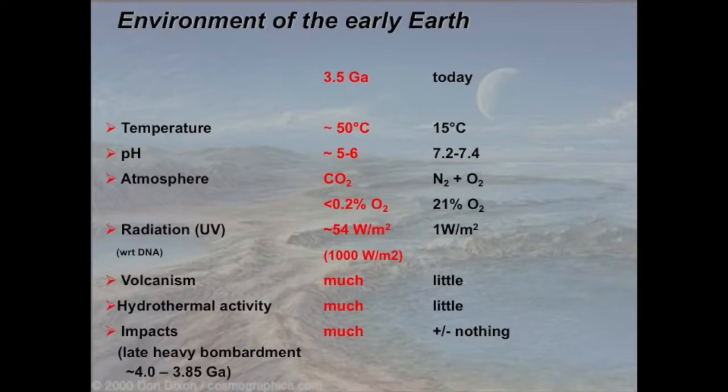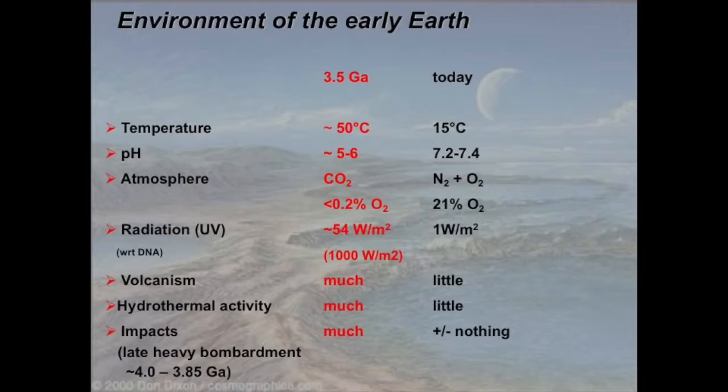Radiation, as I mentioned: no oxygen, no ozone layer, so quite a high rate of radiation. This is a value based on work by Charles Cockell and his student Raven, published I think in 2004. In fact, this is the weighted radiation value with respect to the effects on DNA. Today the flux of UV radiation to the surface of the Earth is about 1 watt per square meter. 3.5 billion years ago, it was about 54 watts per square meter, going up to maybe 1,000 in the worst case scenario. So a huge radiation rate.